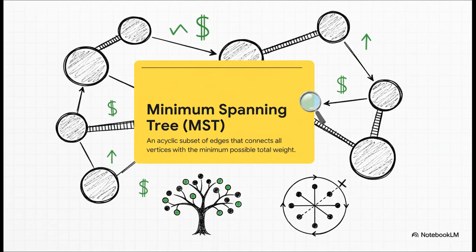Tree is a technical term. That means there are no loops, no cycles. You can't start on one island, cross a few bridges, and end up back where you started without retracing your steps. And minimum, well, that's the best part. The total cost of all the bridges you build is the lowest it can possibly be. It's the definition of efficiency.